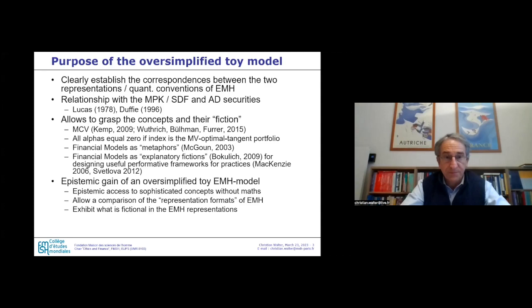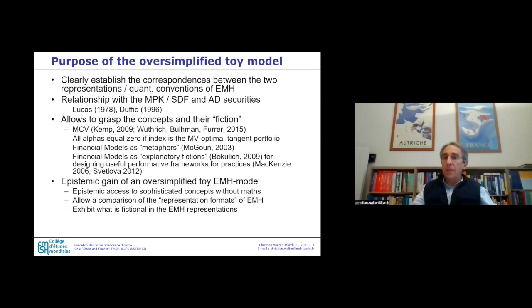So my epistemic gain from this oversimplified toy model will be an epistemic access to sophisticated concepts, like, for example, market consistent valuation, market pricing kernel, stochastic discount factor, arbitrage-free securities, but without any mathematical complexity. And it will be possible afterwards to compare the different representation formats of EMH and to clearly exhibit what is fictional in these representation formats.